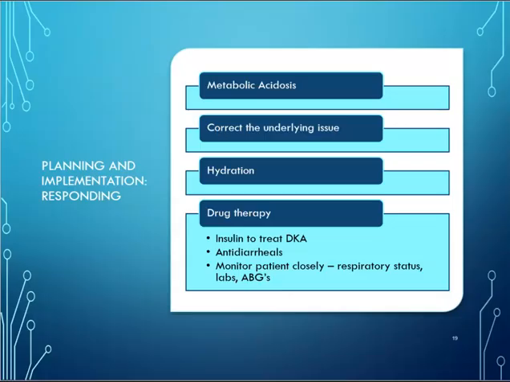So interventions. How are we going to fix what's going on? First, we need to correct the underlying issue. If we don't take care of that, if we don't stop the cause, it's like putting a Band-Aid on it. It's not going to help. We need to stop the underlying issues. If we have metabolic acidosis, we have to figure out what the underlying issue is and correct it.